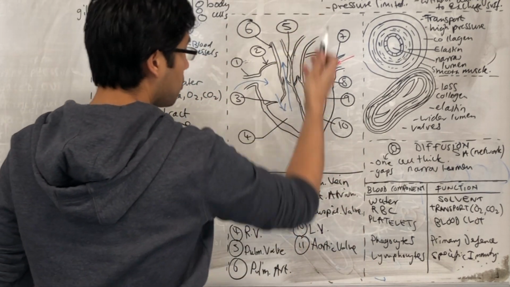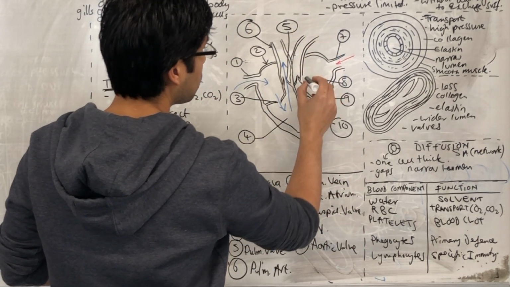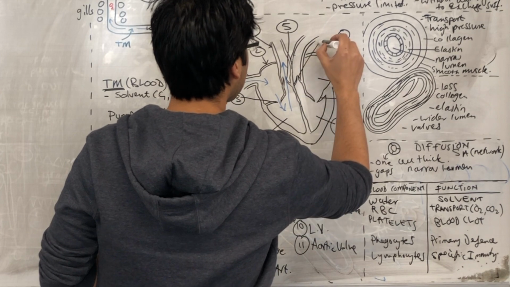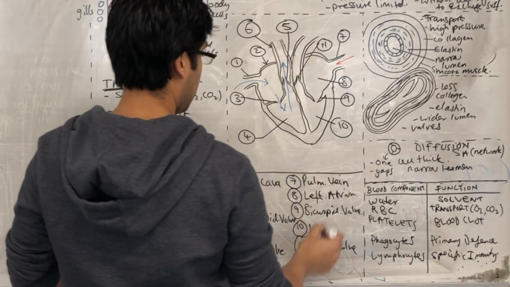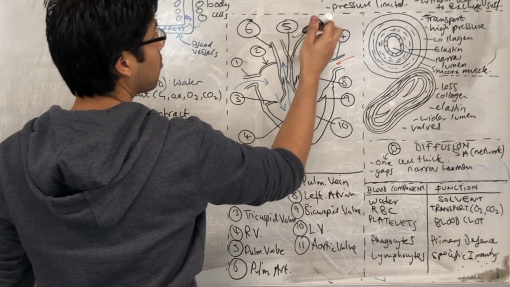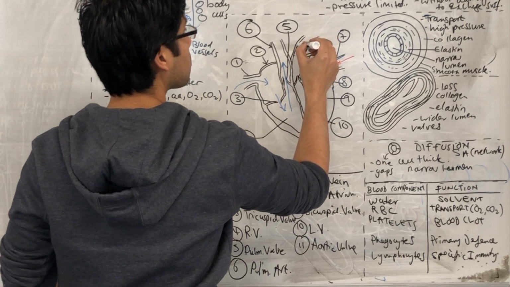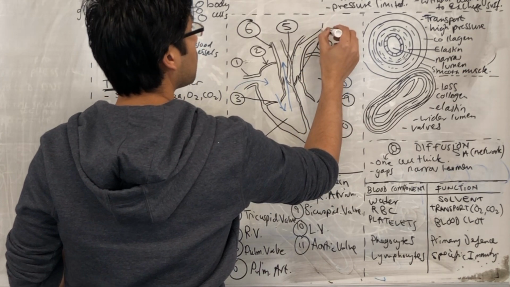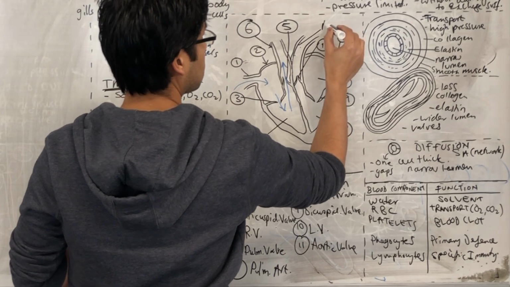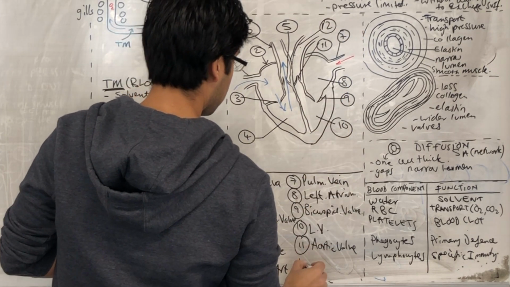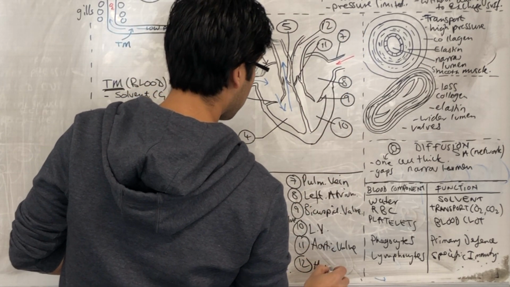Aortic valve into the aorta. So this right there will be my structure 11, which is the aortic valve, and right up here will be structure 12, and structure 12 will be the aorta.